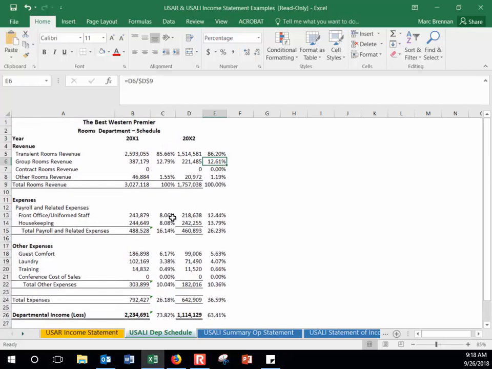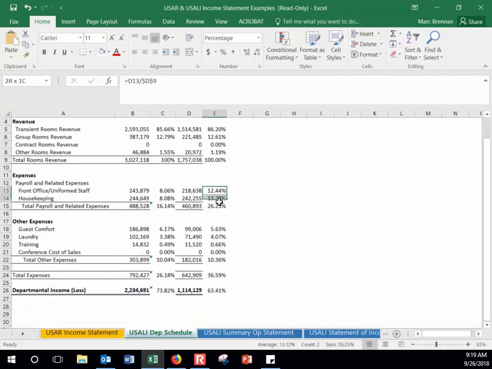My expenses. Now, my front office staff used to represent 8% of total revenues as far as my labor cost for them. It's at 12.44%. So that means revenues went down, but I did not adjust my labor. I didn't start to schedule fewer people. Okay, I did, and we'll see that in the comparative, but it wasn't enough. And then my housekeeping labor cost percentage went up as well. So my total payroll is now 26% of my total revenue, where it used to be 16%. So that's a pretty significant change from year to year.